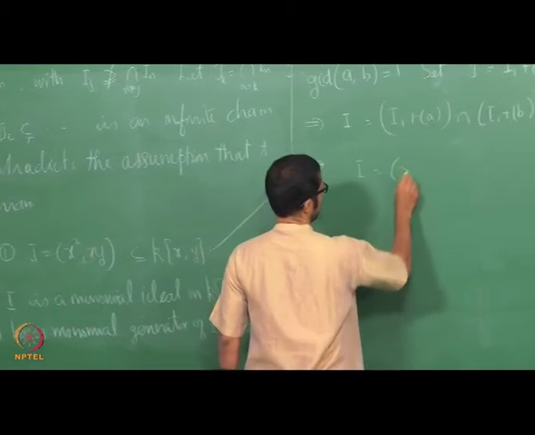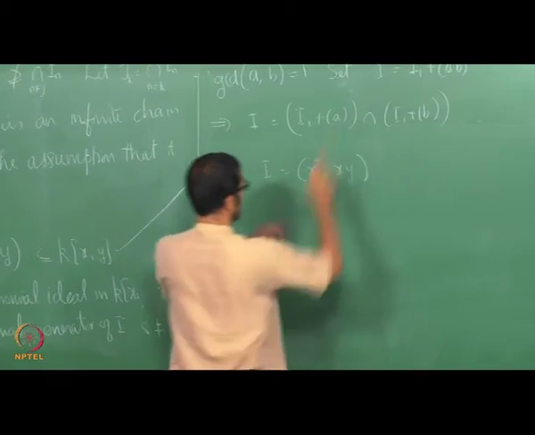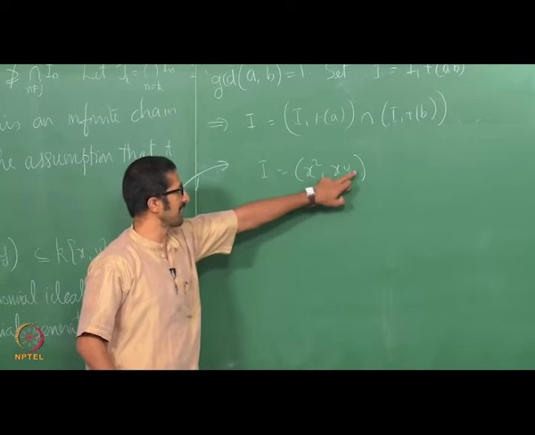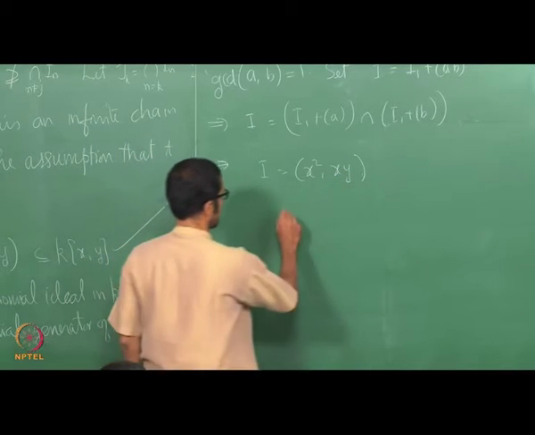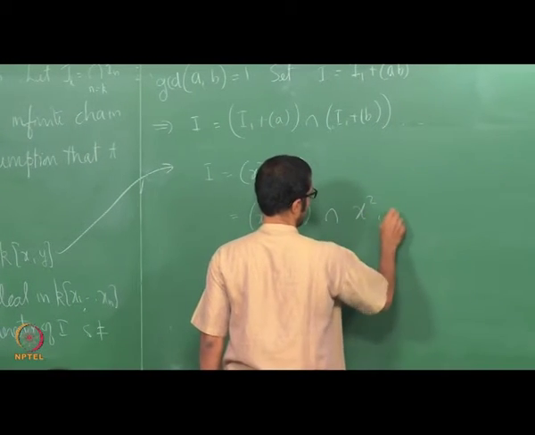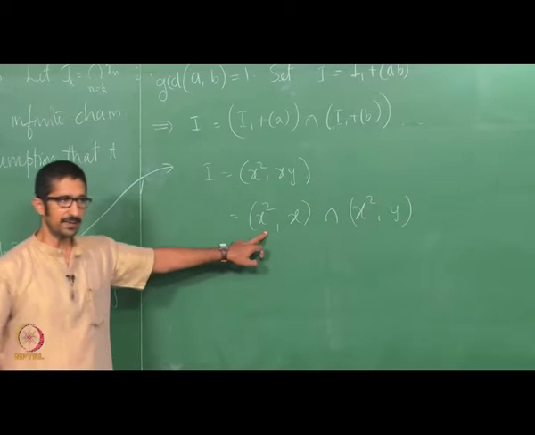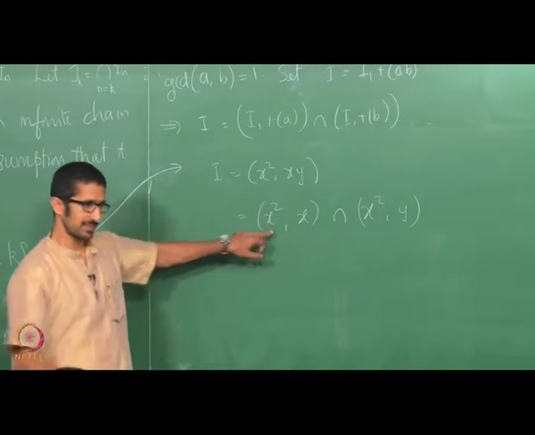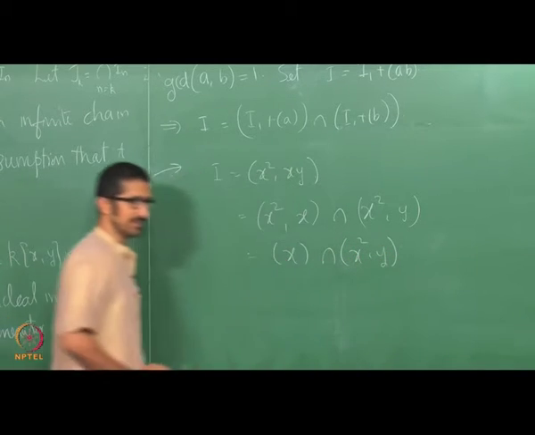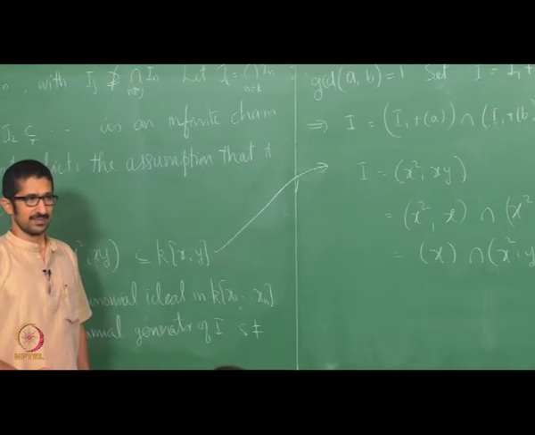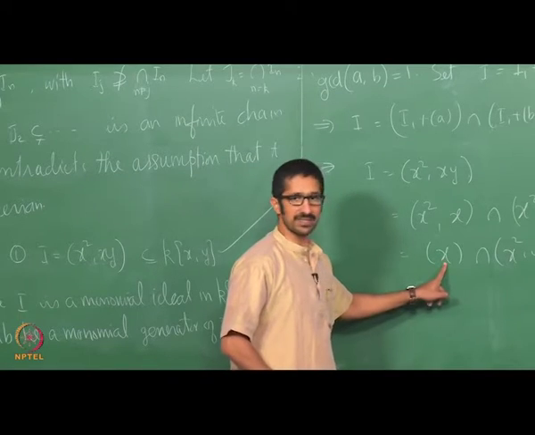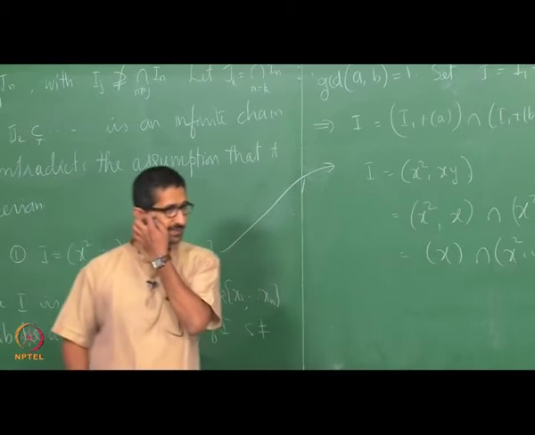I equals (x square, xy). So here our I1 is the ideal generated by x square, A is x and B is y. So this is equal to (x square, x) intersection (x square, y). But what is this? This is x. So this is x intersection (x square, y). Now this is primary, this is primary.